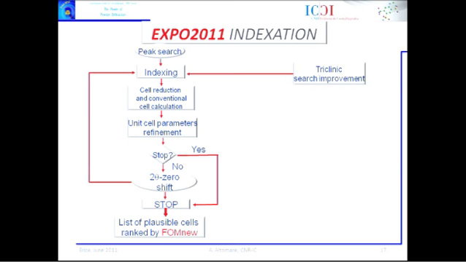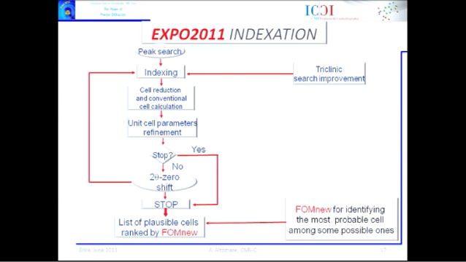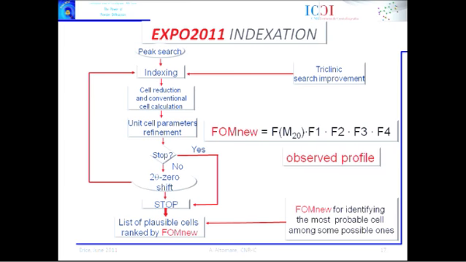The triclinic search has been improved in EXPO 2011, and it is important to put in evidence that the new figure of merit is very effective. It contains 5 terms. The first term depends on the classical M20 figure of merit. The other 4 terms take into account additional information coming from the experimental pattern: the overlapping of reflections, the extinction, and the number of indexed lines.